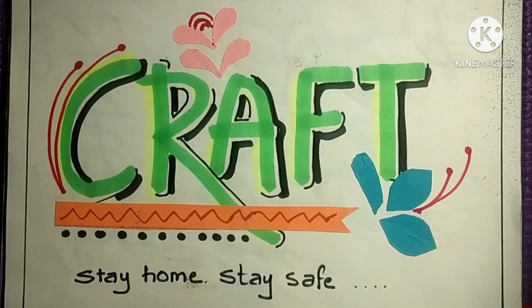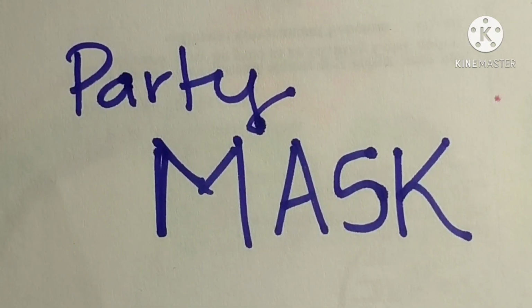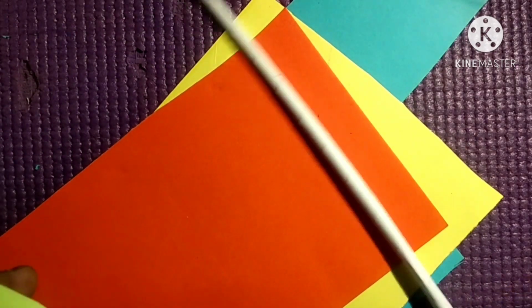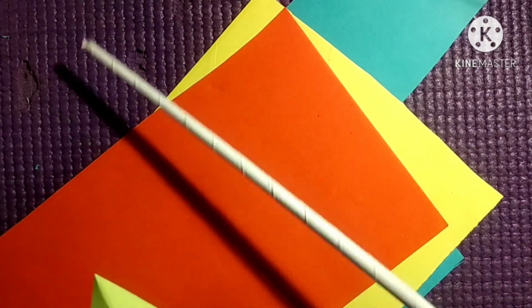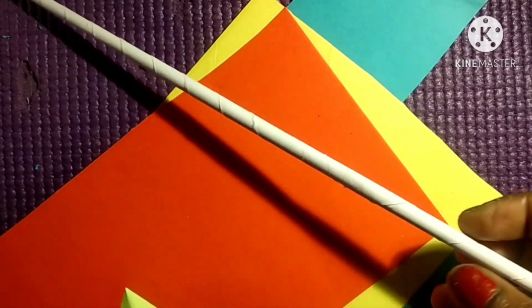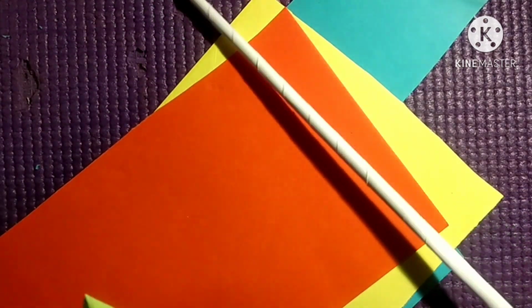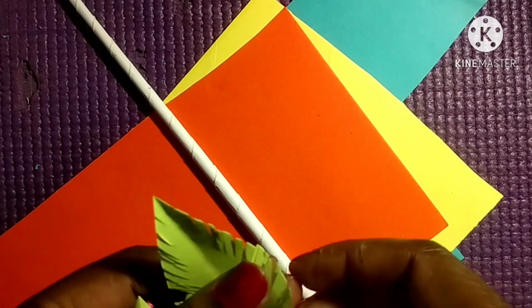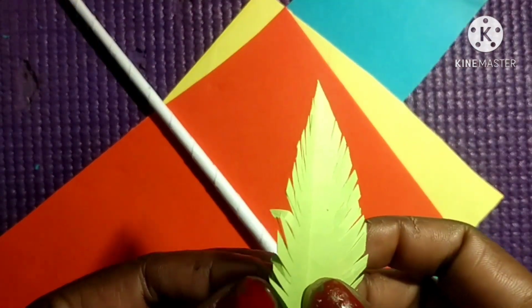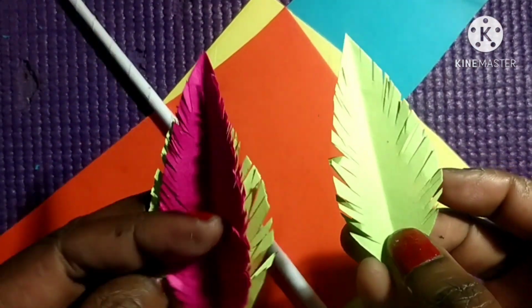Today our new topic is party mask. For party mask, we need 2-3 colorful papers and 1 paper stick. This you have to make with paper, newspaper or any plain paper. Then with paper I make this feather. I will show how to make this feather.